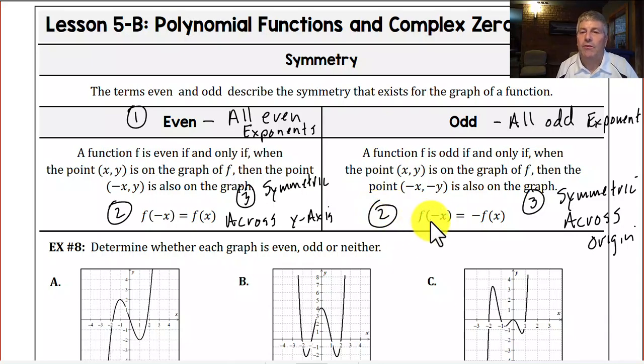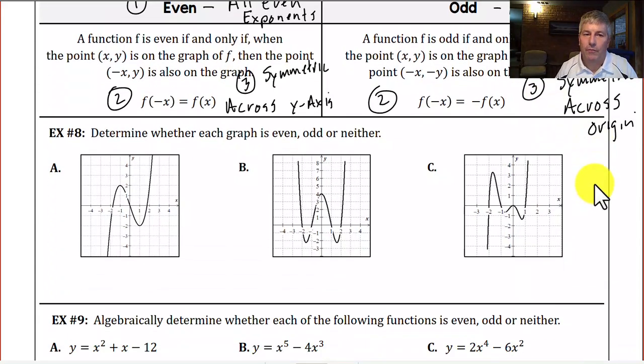Algebraically, we would say that f of -x equals the opposite of f of x, meaning if we put 1 into a function and we get -2 out, well, if we put -1 into the function, the opposite of our original 1, now we're going to get the opposite answer out. So we'll get +2. And an odd function is symmetrical across the origin.